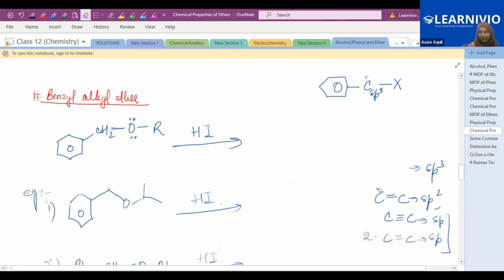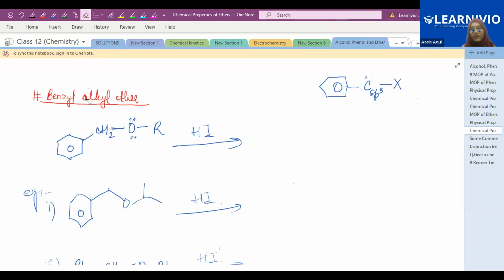If it has two double bonds, it's sp2, right? No, it's sp. Two double bonds or one triple bond, in both cases the hybridization will become sp, not sp2. Okay.